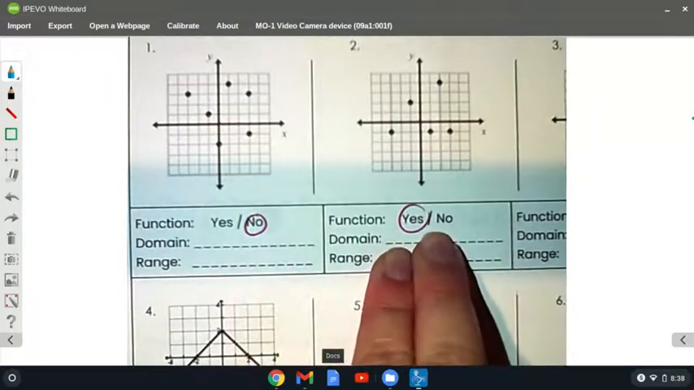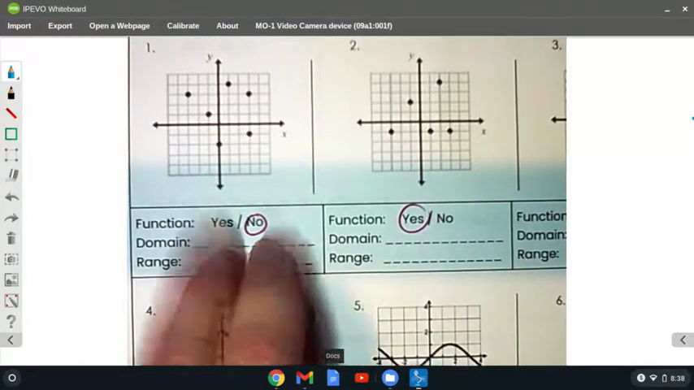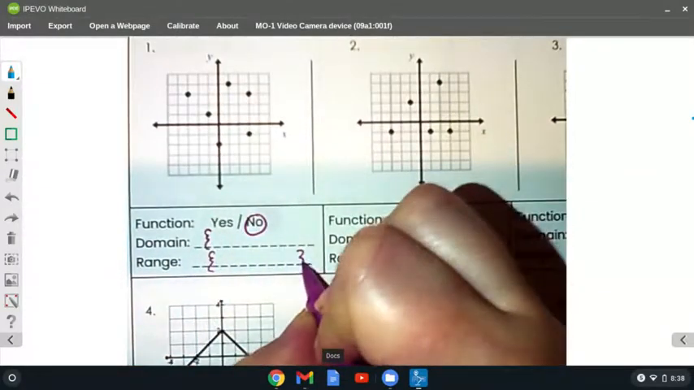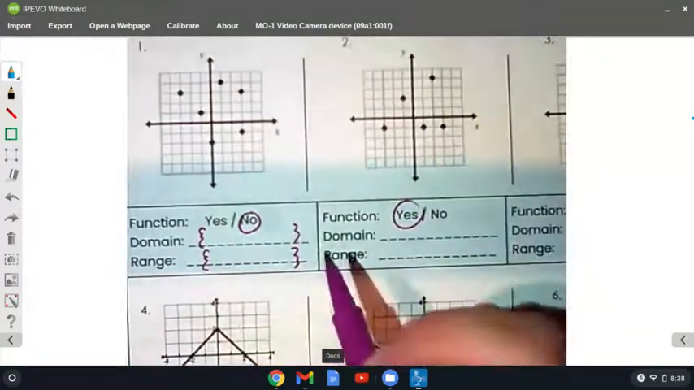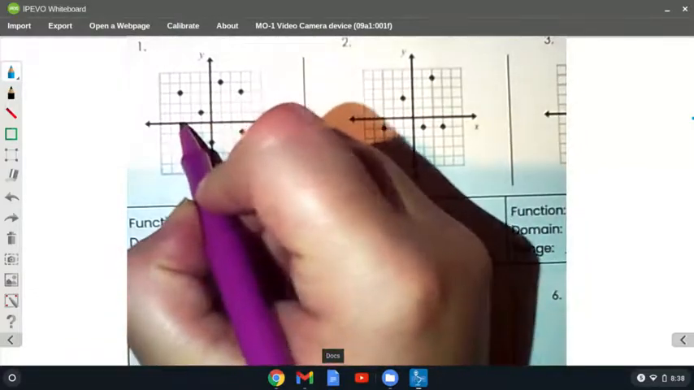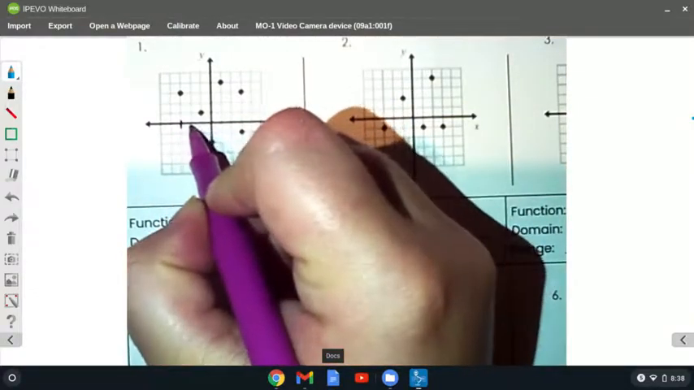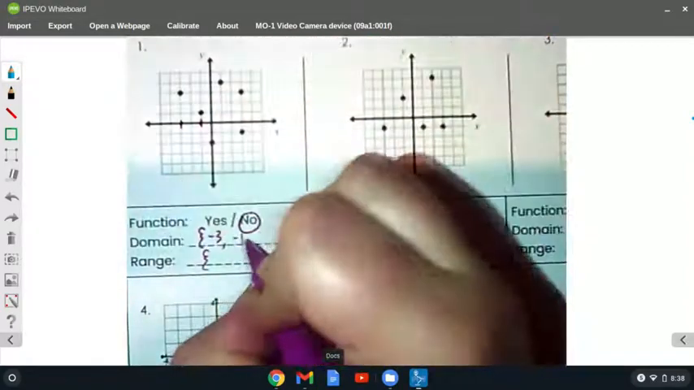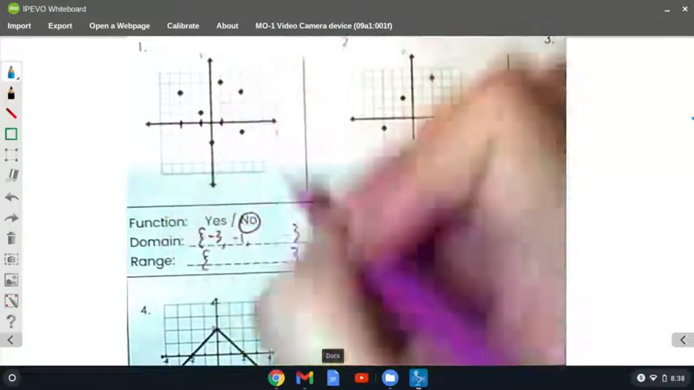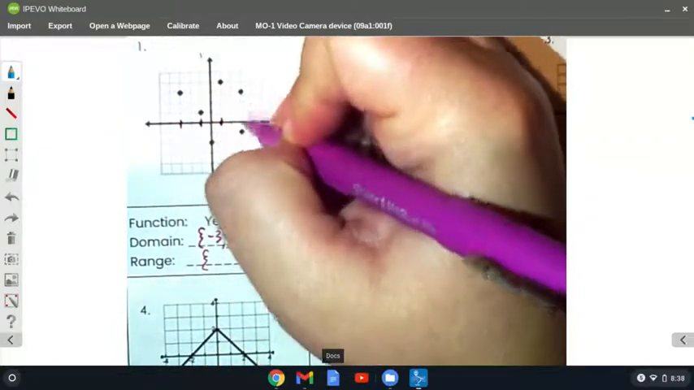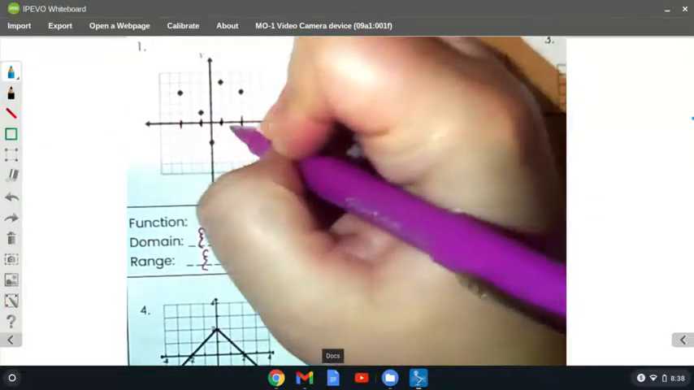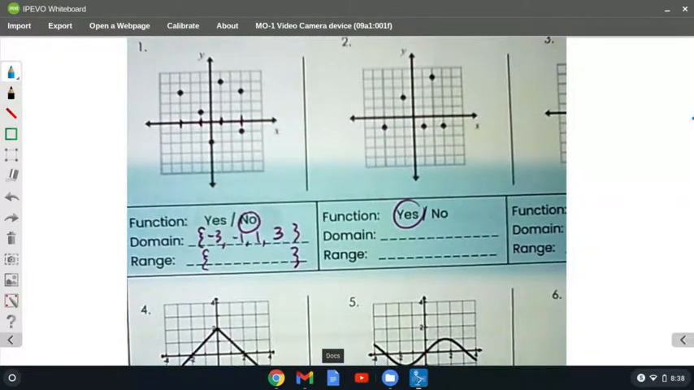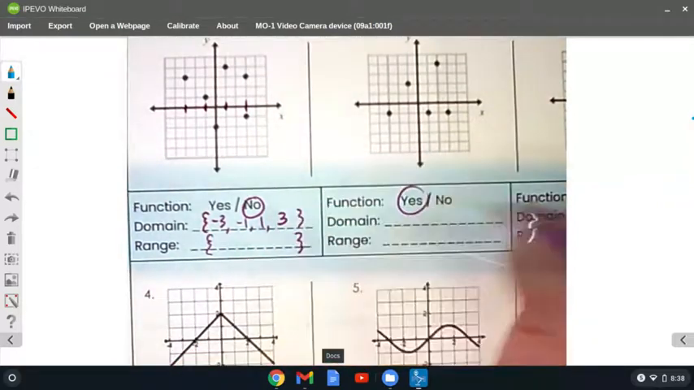The domain and range here, I'll leave this one for you to try on your own. This one, the domain, you just want to count those x values and put them in a set. A set has these little squigglies, and then there's commas between each point. So the x value for domain, this looks like it's at negative 3. And this point is at negative 1. This point is at 1. This point, they're both at 3. And you don't have to repeat that 3 even though there's 2 points.